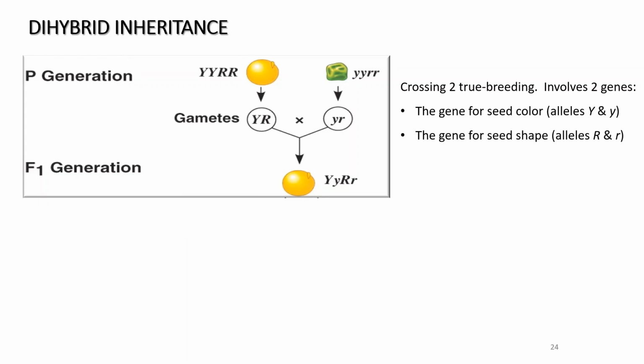Basically, a dihybrid cross involves two different characters that are controlled by two different genes. For example, the gene for seed color is determined by the dominant Y allele and the recessive y allele. The dominant Y allele produces yellow seeds, and the recessive y allele produces green seeds. The gene for seed shape is controlled by two different alleles: the dominant R allele, which expresses round seed shape, and the recessive r allele, which produces wrinkled seed shape.